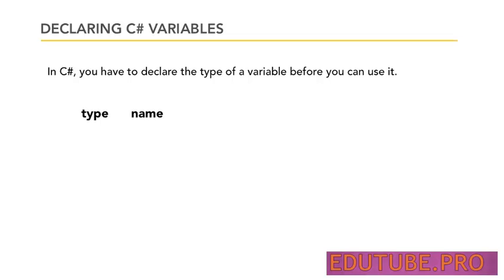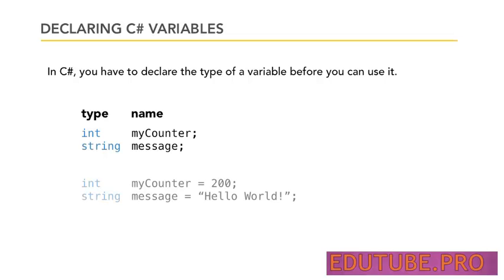So when you declare a variable, you have to supply a type and supply a name. So for example, I'd say int myCounter or string message. In this case, myCounter is an integer variable for integer numbers, and the message variable is a string. The reason you have to do this is because it helps the C# compiler optimize the program for knowing what kinds of data it's going to work with. It doesn't have to figure it out on the fly. You can also initialize variables when you first declare them. I could have written, for example, int myCounter equals 200, or string message equals hello world. And this assigns an initial value to the variable when it is declared.